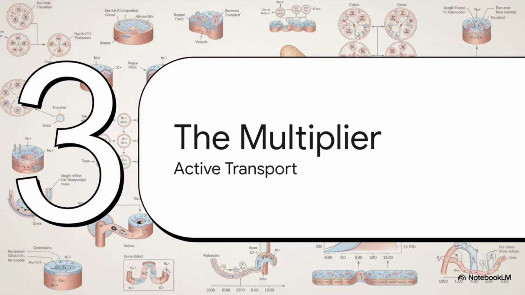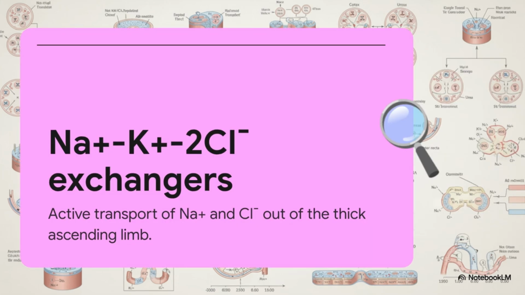This brings us to Section 4, the countercurrent multiplier, active transport mechanisms. All right, let's look at the critical molecular machinery. The operation of each loop of Henle as a countercurrent multiplier depends entirely on active transport. Specifically, we're talking about the sodium-potassium-2-chloride or NKCC2 exchangers. Located exclusively in the thick ascending limb, these transporters are the heavy lifters, responsible for actively pumping sodium and chloride right out of the tubule.